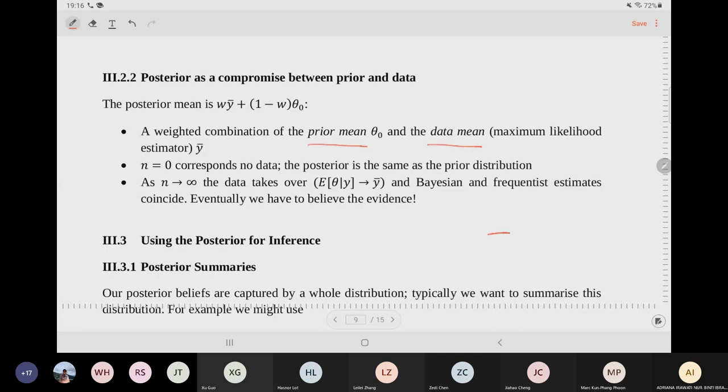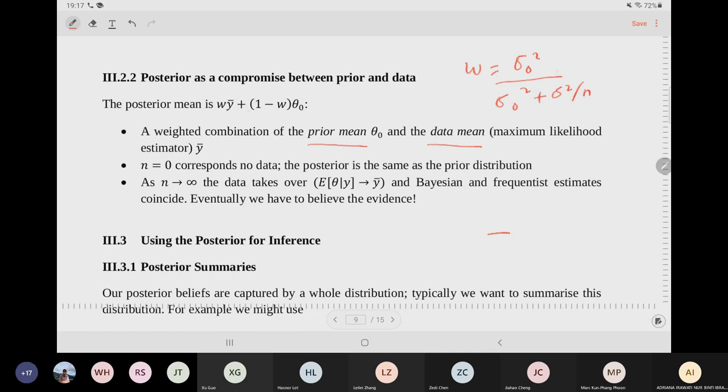The formula for your weight W is theta naught square over theta naught square plus sigma square over n. If you have no data, then the posterior is the same as the prior. And if you have very large data, as your n goes to infinity, this W will become very large because the other term is very small, so it will go to one. As your n goes to infinity, W will go to one.